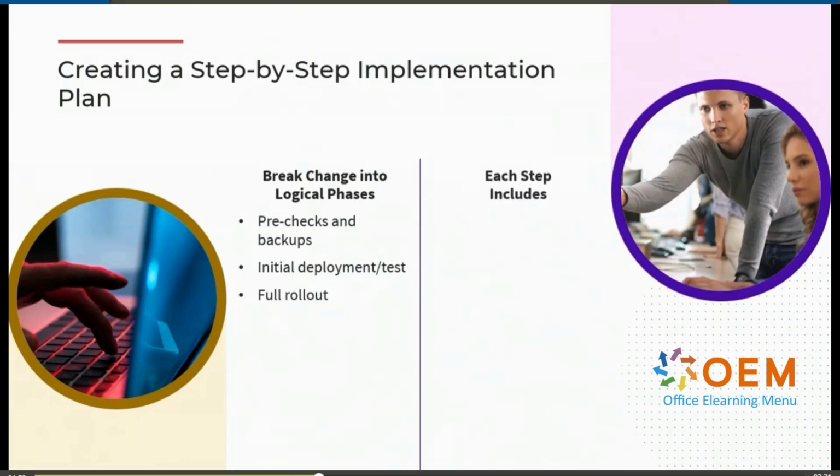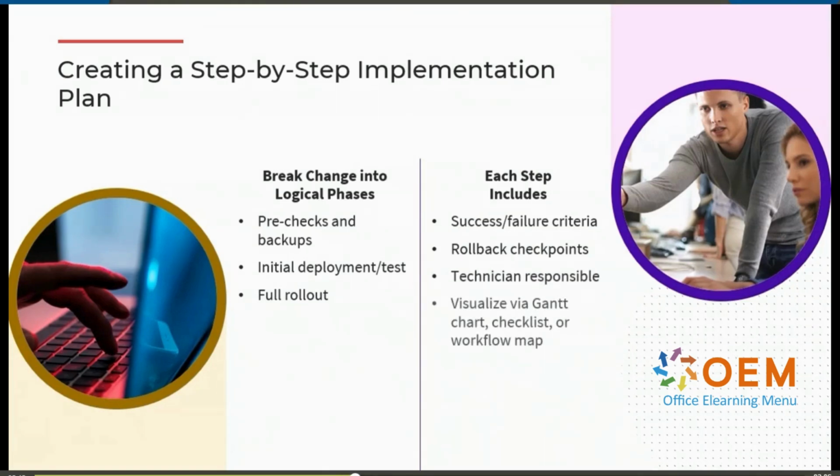During each phase, you can then record the successes and failures that have been encountered, identify where you might be able to create rollback checkpoints so that certain changes can be undone, document which technicians were responsible for particular tasks, and visualize your progress by creating Gantt or timeline charts, checklists, and/or workflow maps.